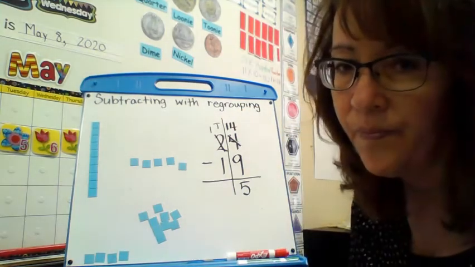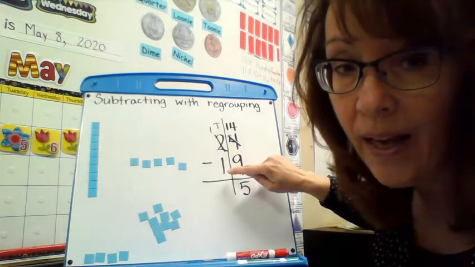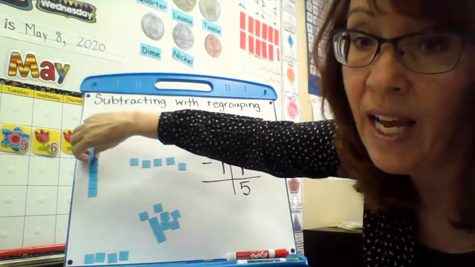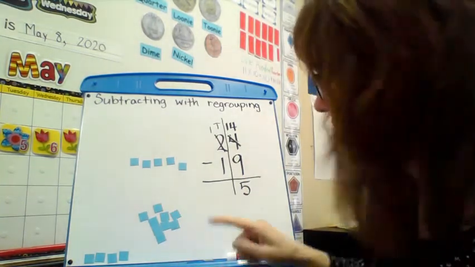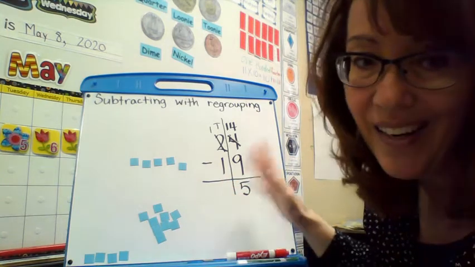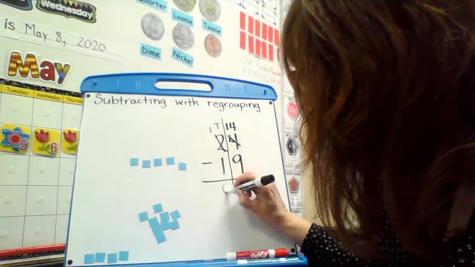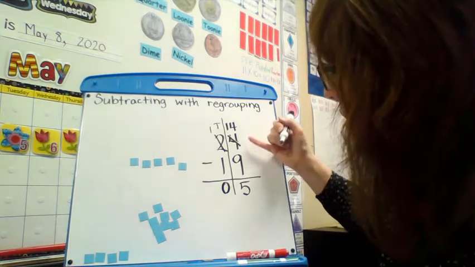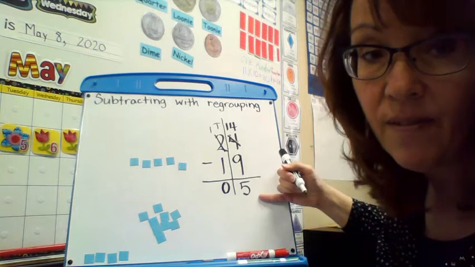now. If I have 1, can I take 1 away? I sure can. One group of 10, take away one group of 10, leaves us with no groups of 10. Now, do I need to put a 0 here? No, I just know that I don't have any. But if you'd like to, you sure can. You can show there are 0 groups of 10 now and 5 ones. 24 take away 19 equals 5.